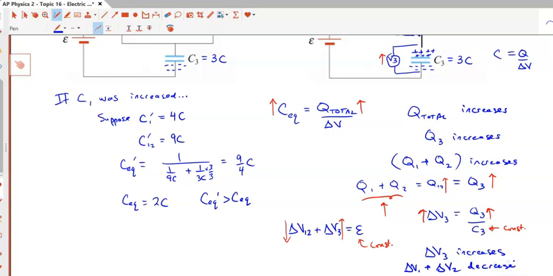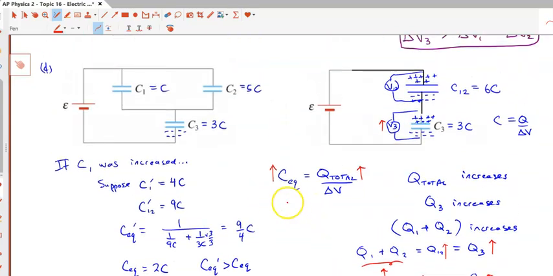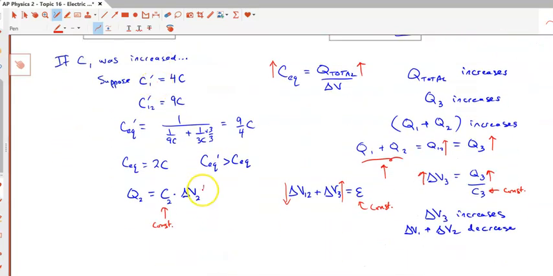Okay, so now we just need to answer what happens to the charge. So the charge of 2 would be equal to the capacitance multiplied by the voltage, capacitance 2 and voltage 2. And remember that, again, this has to remain the same. Capacitance 2 is remaining the same. And we just determined that the voltage of 1 and 2, which by the way, is the same as voltage 1 or voltage 2 because they're in parallel. So voltage 2 has decreased, therefore charge 2 has to decrease. So now we know Q2 decreases.